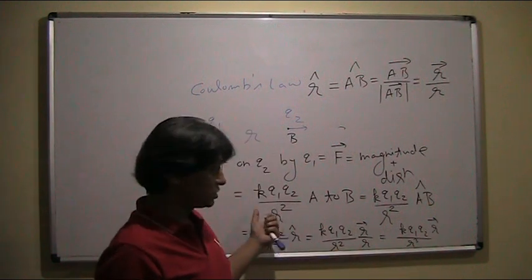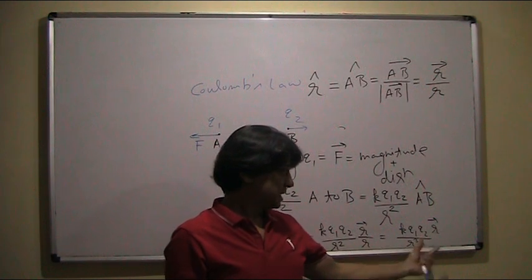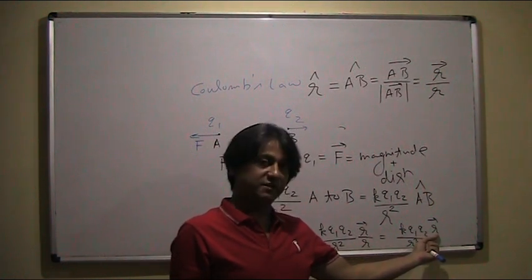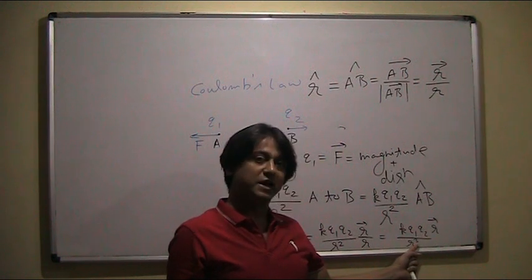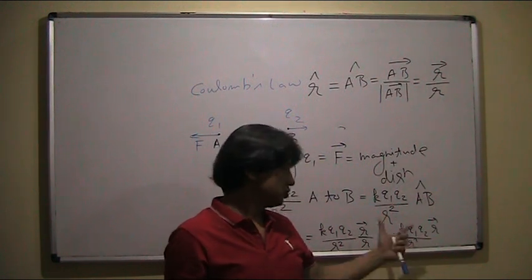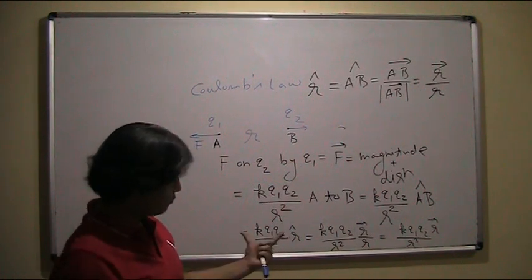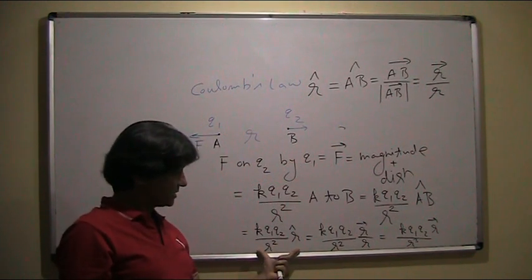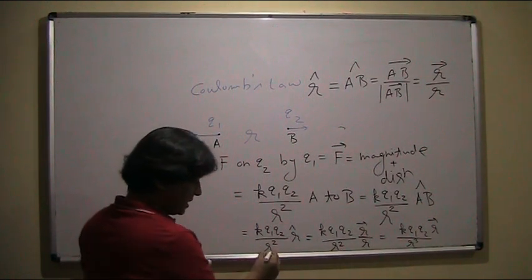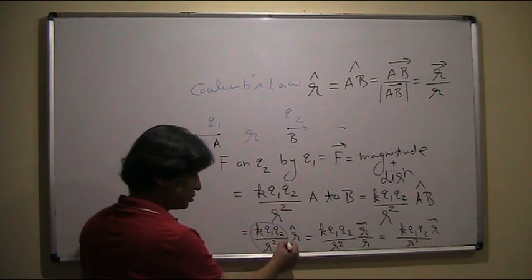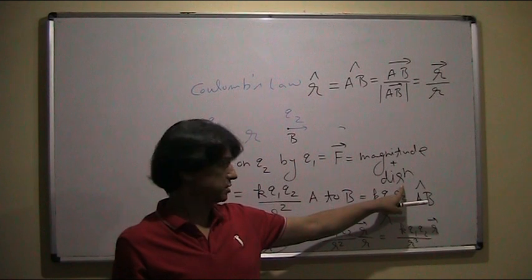But remember, force is not inversely proportional to the cube of r. This R vector itself has a magnitude of r. That r and r cube becomes 1 upon r square. The force is still inversely proportional to r square. When you write like this, this much portion gives you the magnitude, and this r cap gives you the direction.